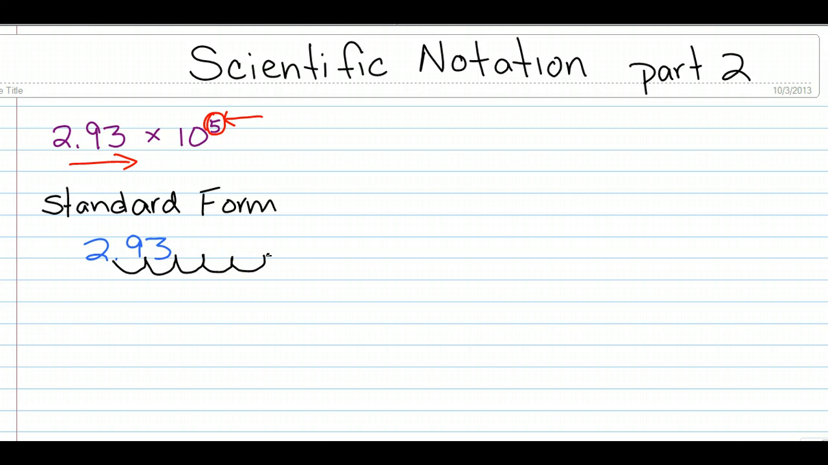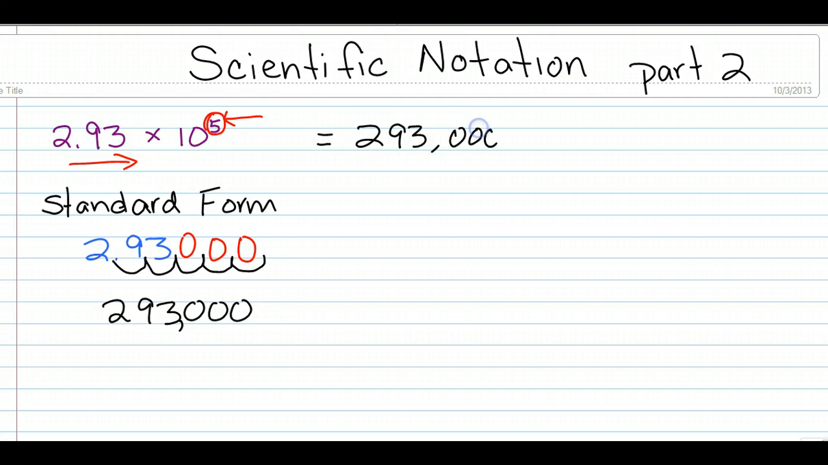So we make our little egg cartons, and then let's stick some eggs in there. Let's rewrite it and put our commas. 2, 9, 3, 0, 0, 0, 1, 2, 3, comma. So there we go. 2.93 times 10 to the 5th is equal to 293,000. Capiche? One more.